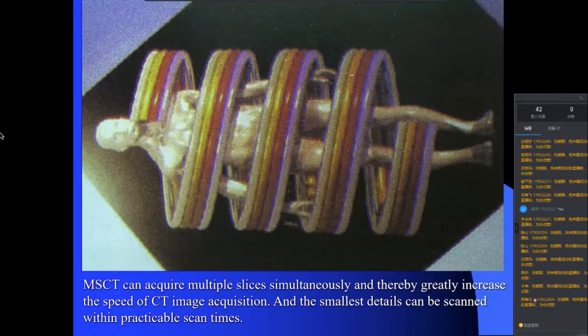A multi-slice spiral CT scanner can acquire images of multiple slices or sections simultaneously, and thereby greatly increase the speed of CT image acquisition. And the smallest detail can be scanned within practicable scan times. And using modern multi-slice CT, patients don't even have to hold their breath during CT examination.